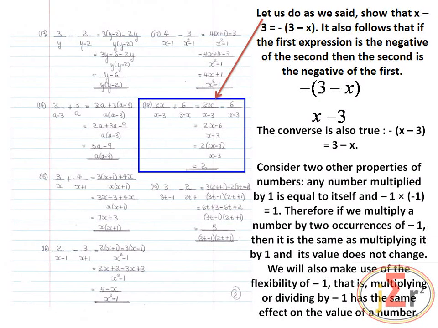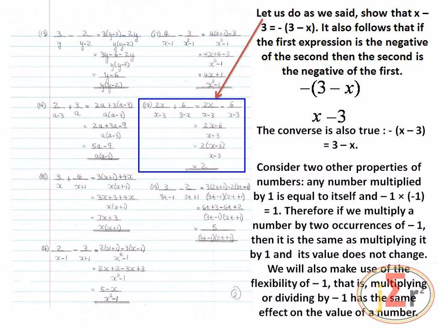We also make use of the flexibility of negative 1. That is, multiplying or dividing by negative 1 has the same effect on the value of a number.